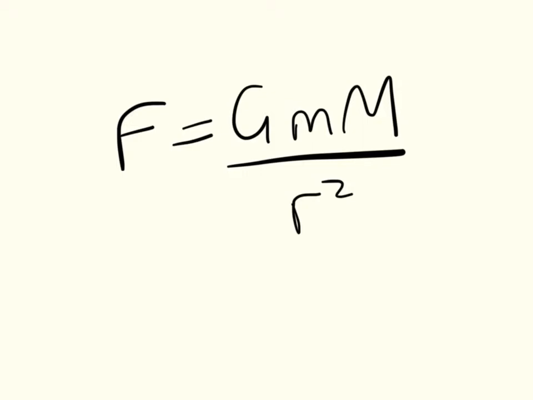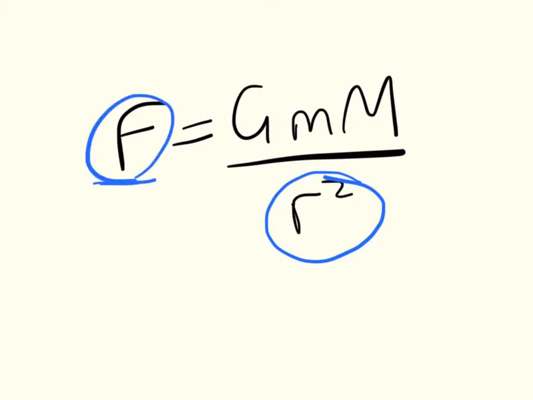For the non-mathematicians among you, that means that the larger R becomes, so the further away something is, the smaller the force becomes, and vice versa. The closer you are to the moon, the stronger its gravitational pull is. We're going to need this for the next step.